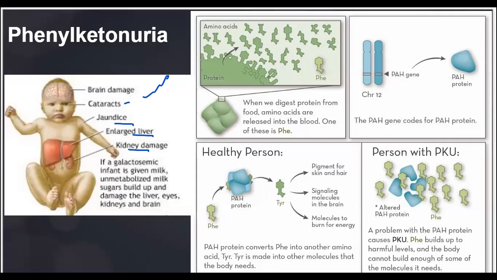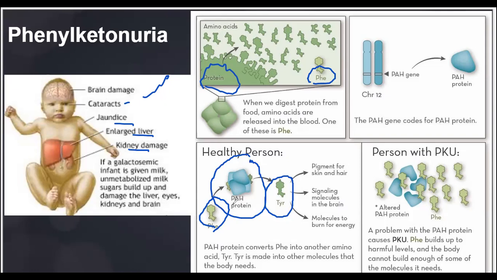Okay, so these are the symptoms that will happen when there are high or toxic levels of phenylalanine amino acid accumulated in the body. Let's go through it once again. The protein has to be broken down into amino acids. One of the amino acids is phenylalanine. In a healthy, normal person, this phenylalanine has to be converted into another amino acid, tyrosine. This conversion is because of the enzyme PAH, phenylalanine hydroxylase, which converts phenylalanine into tyrosine.